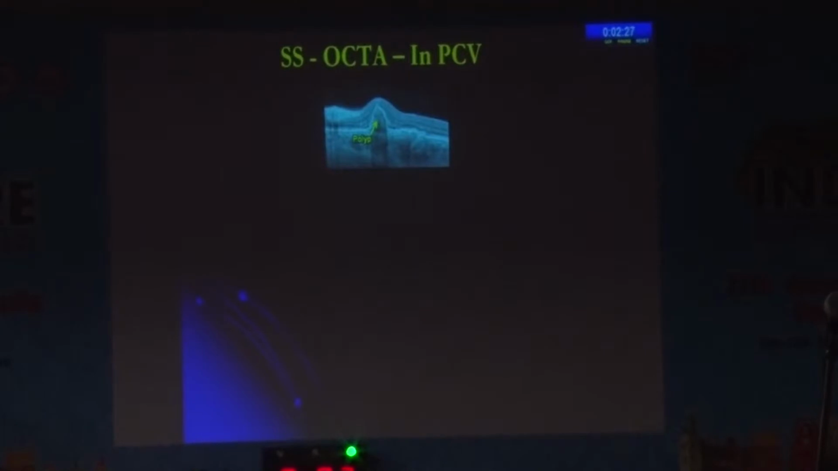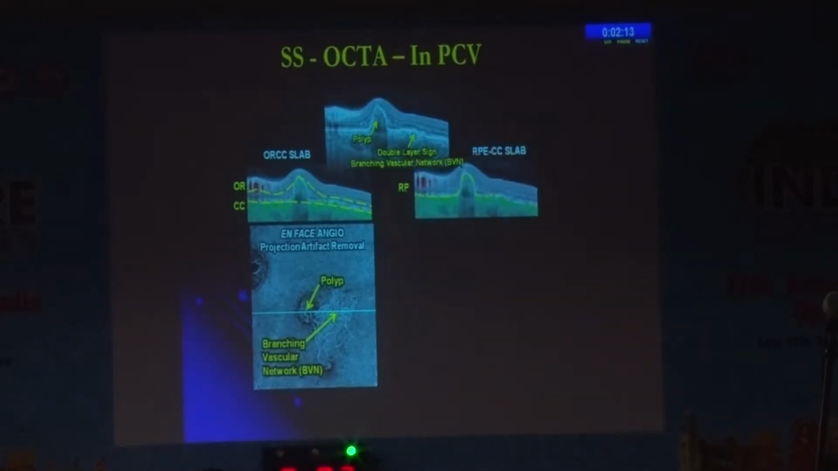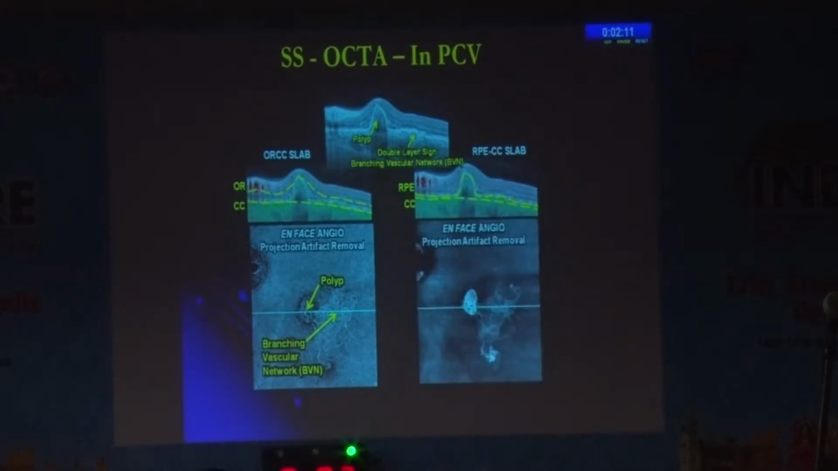In PCV, this is where I think SSOT is going to have a big role to play. They can find the polyp and the double layer sign. You can see the OCT slab and the en face angio, which shows beautifully, with the projection artifact removal in place, the polyps and the BVN. And the tighter choriocapillaris slab shows this. So you can almost do away with ICG angiography if you have this in place.